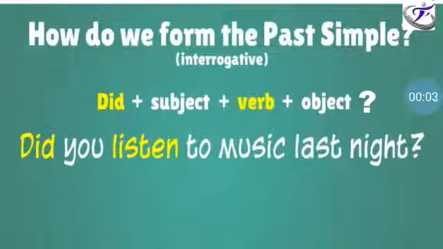Now let's have a look at how do we form the past simple in interrogative form for all verbs, regular and irregular verbs. We use the auxiliary verb to do, but we need the past simple tense, which is did, and the infinitive form of the verb. Look at the structure. We start by did plus subject plus infinitive form of the verb plus the object. We don't forget the question mark. Look at the example. Did you listen to music last night?